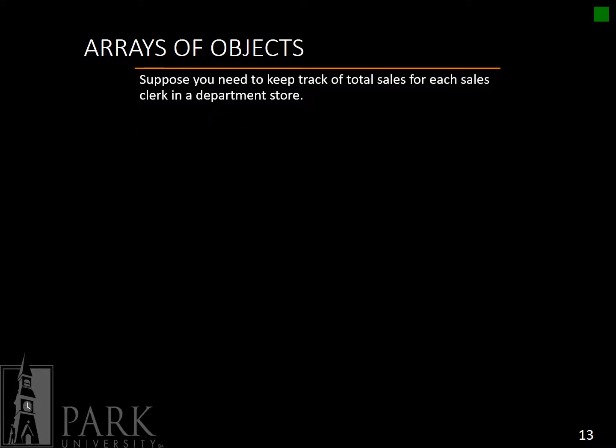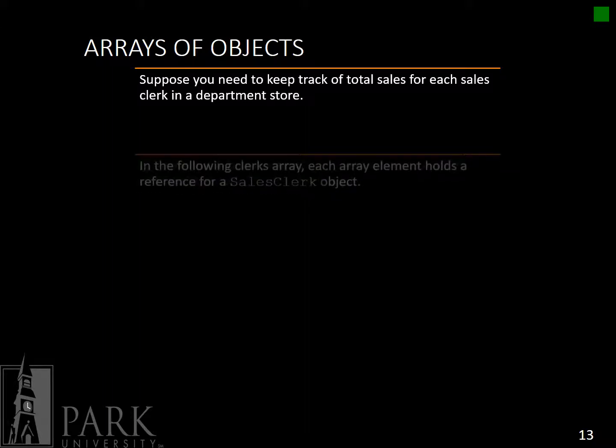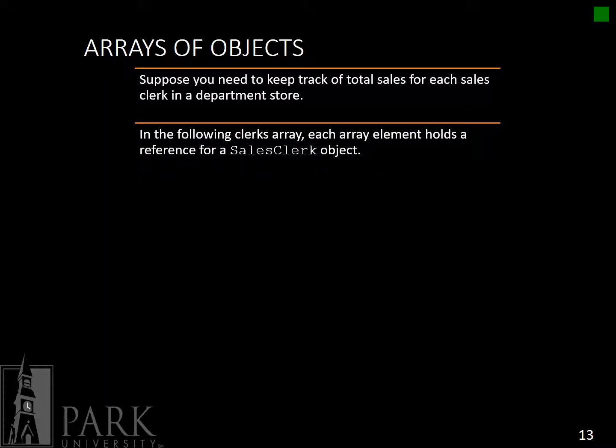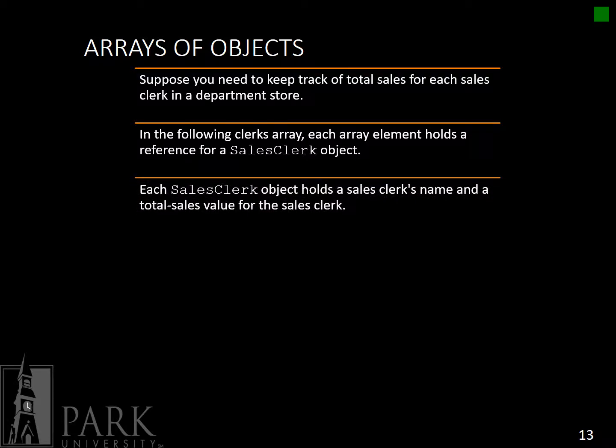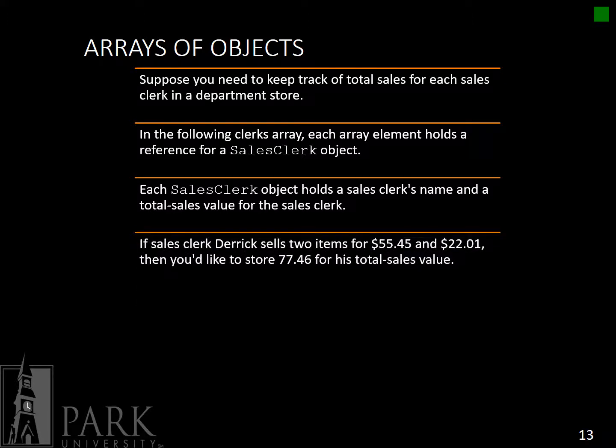So suppose you need to keep track of sales for a particular sales clerk in a department store, right? So in the following clerks array, each element holds a reference to a sales clerk object. Each sales clerk object holds a sales clerk's name and total sales for that clerk. So if clerk Derek sells 2 items for $55.45 and $22.01, then we want to store the cumulative result of all of his sales. So it would be $77.46 for his total sales.